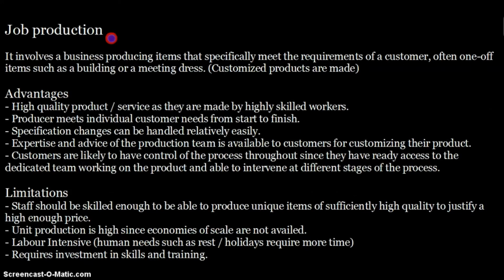So basically, what is job production? If there's a 2 mark question, then you can just go through with this small definition: it involves a business producing items that specifically meet the requirements of a customer, often one-off items such as a building or a wedding dress. Customized products are made.